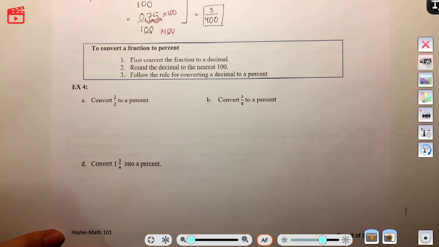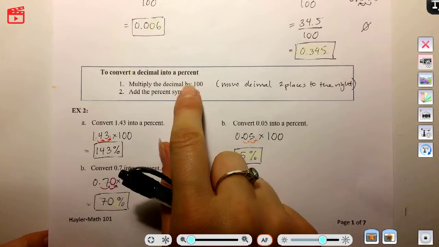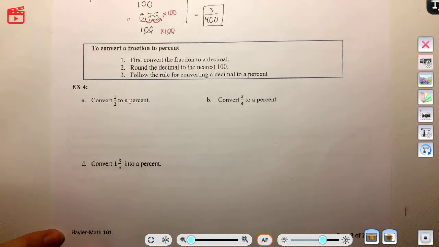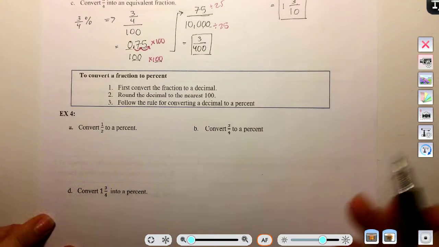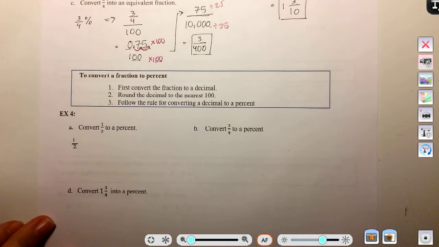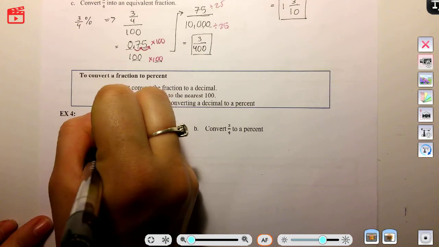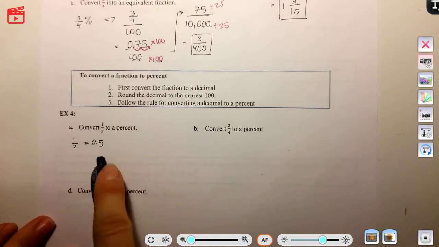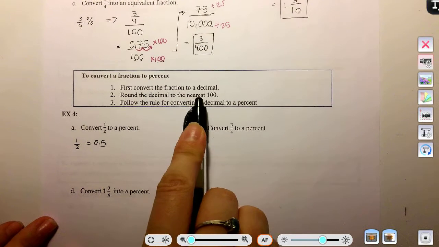Okay, what was the rule for converting a decimal to a percent? That was back on page 1. Okay, we can refer to that later. But first, we're going to convert the fraction to a decimal. So starting out with a half. What is a half as a decimal? Well, it's 0.5. That's not too bad. The number doesn't need any rounding, so we don't have to do step 2.